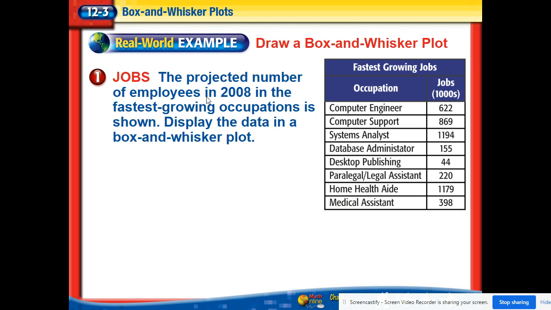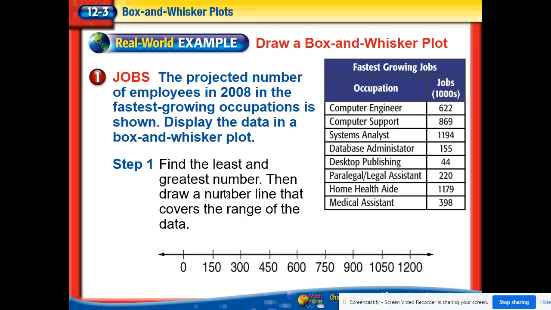The projected numbers of employees in 2008 in the fastest growing occupations are shown over here, and we want to do a box and whiskers plot. So we have some data. The occupation obviously just helps quantify the data here, but it's not really important for our box and whiskers. We're basically just looking at the numbers here. So what do we have to do for a box and whiskers? Well, we're going to do a number line, and we need to find 5 different things.